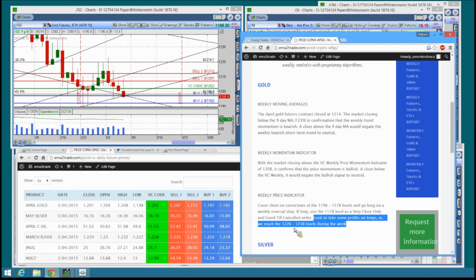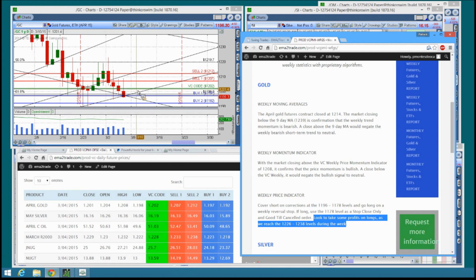What this algorithm does on a weekly basis, which was published Saturday, is that you receive this information and you already know and prepare your trades, so that if the market comes down to these levels of 1196 to 1178, you should be activating a long position, covering your shorts and going long.